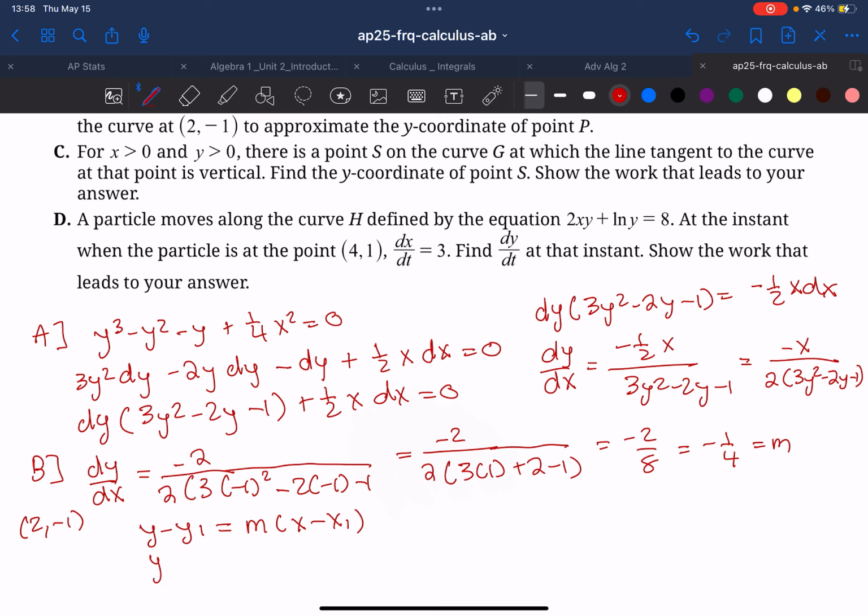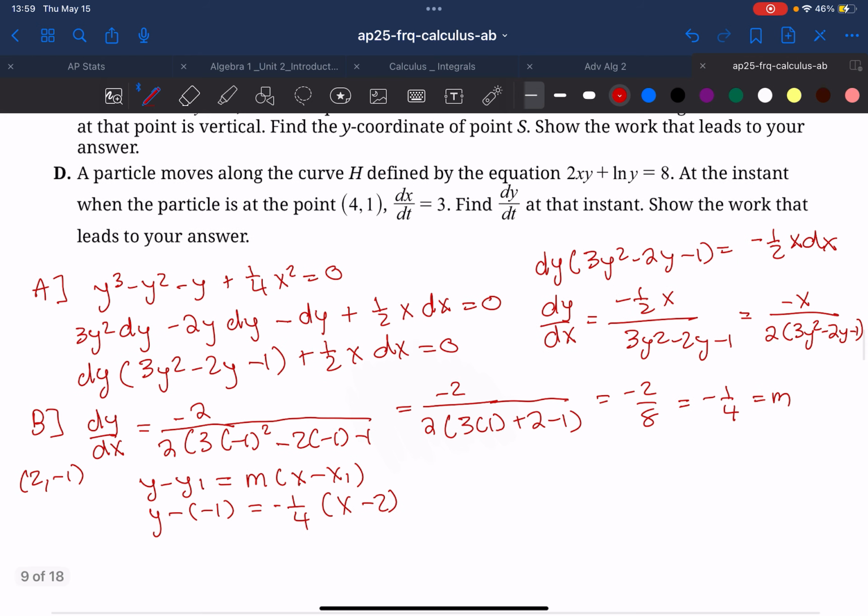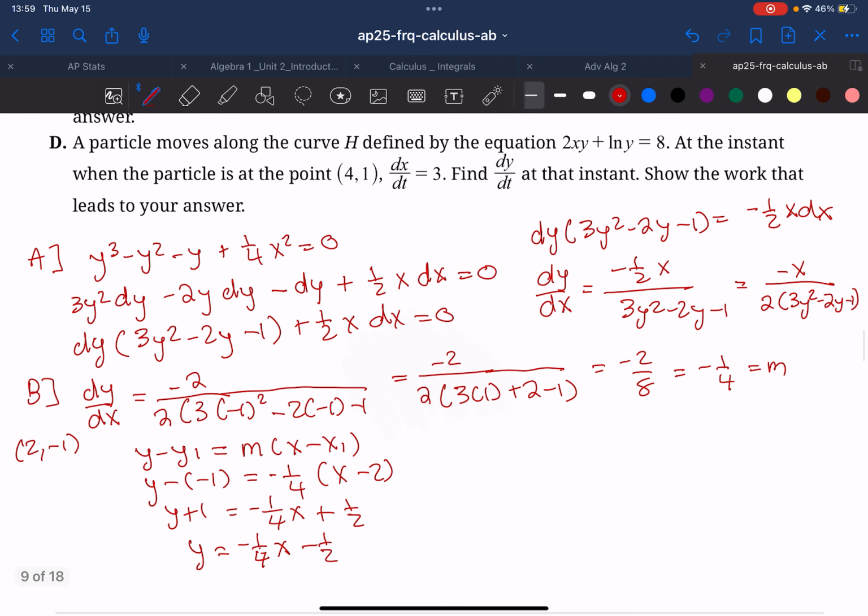So this is y minus a negative 1 is equal to negative 1/4 times (x minus 2). So this is y plus 1 is equal to negative 1/4 x plus 1/2. Subtract the 1 over, y is equal to negative 1/4 x minus 1/2. And now I'm plugging in the 1.6 for my x value. So y is equal to negative 1/4 times 1.6 minus 1/2, which is equal to negative 0.9 as my y value.